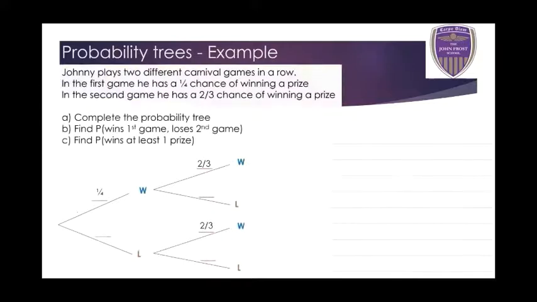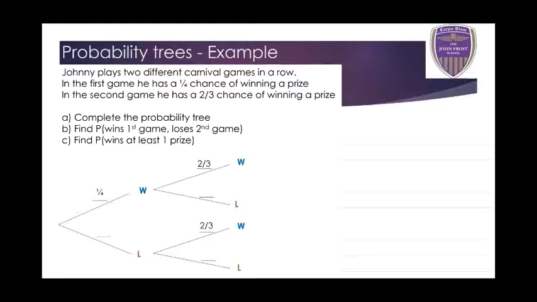So Johnny plays 2 different carnival games in a row. In the first game, he has a quarter chance of winning a prize. In the second game, he has a 2/3 chance of winning a prize. Complete the probability tree. Find P that he wins the first game, loses the second, and find P that he wins at least one prize, okay?